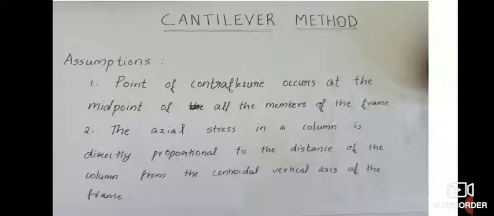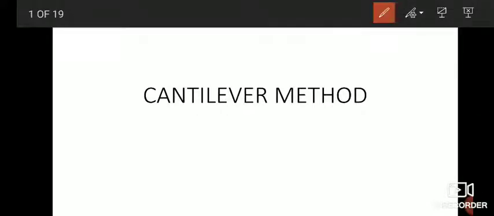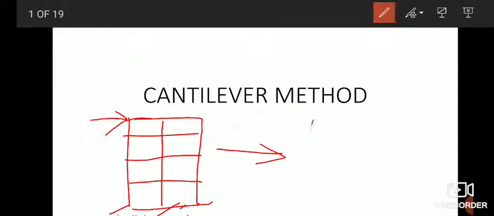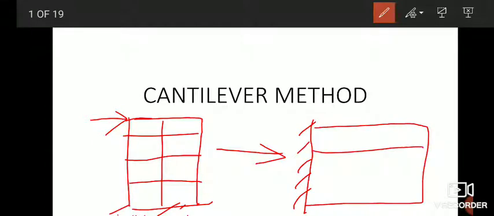Okay, so this comes from an assumption that treats the entire portal frame as a cantilever. I'll show you. You may consider a portal frame like this, something like this, which is subjected to some load. The support may be fixed at the bottom. So this will be treated something like a cantilever. You may tilt it by 90 degrees to the horizontal, so it will be something like an open web cross section cantilever.